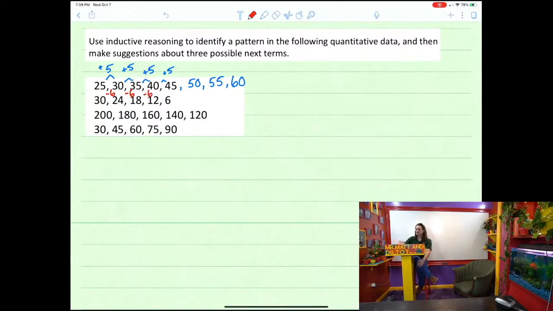Looking at the third example, 160 minus 180 is a minus 20 change. 140 minus 160 is another minus 20 change. 120 minus 140 is also a negative 20 change. So subtracting 20 as we continue, 120 minus 20 is going to be 100. 100 minus 20 will be 80. 80 minus 20 would be 60.